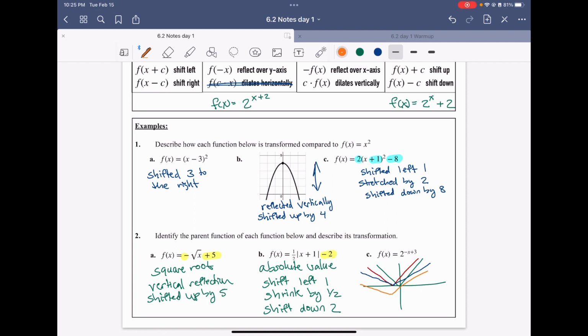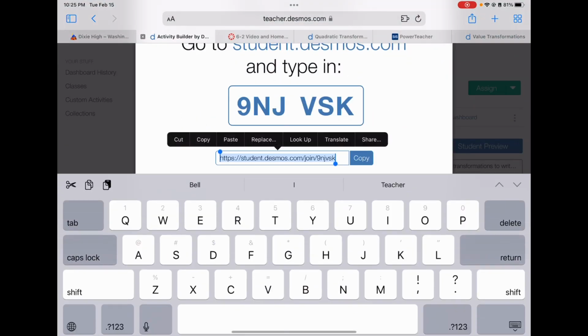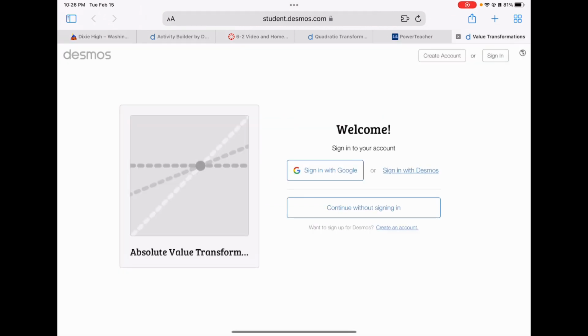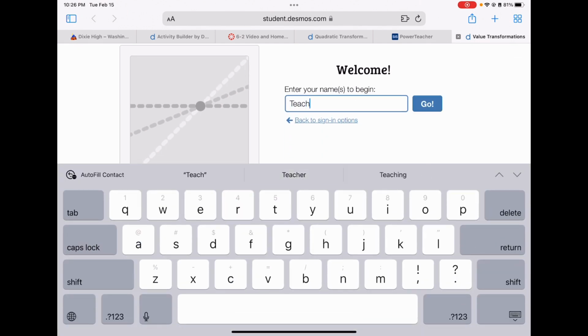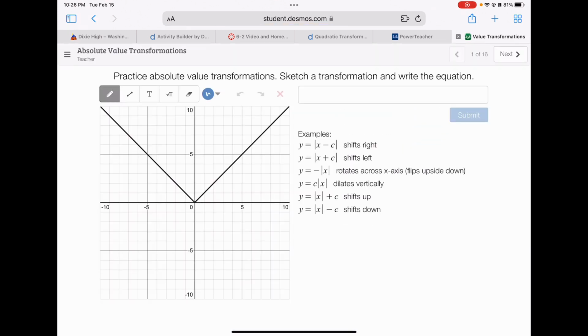Actually, I'm going to go to Desmos the other way again. So I'm going to show you, just like in the first video, I had a Desmos activity. There's another one. So again, you can go to student.desmos.com and enter this code, or again, there will be a link on Canvas. So I'm going to go to this one here and sign in again. And so this is exactly the same as the parabola one, except it's with absolute values.